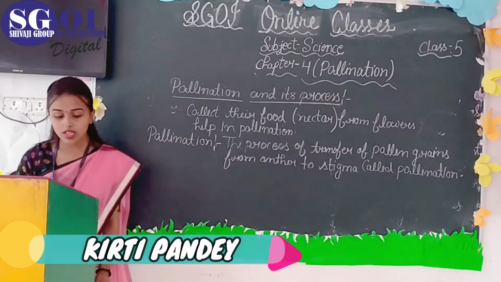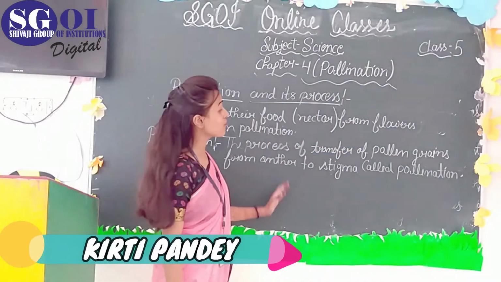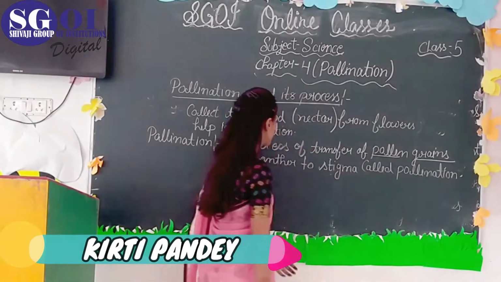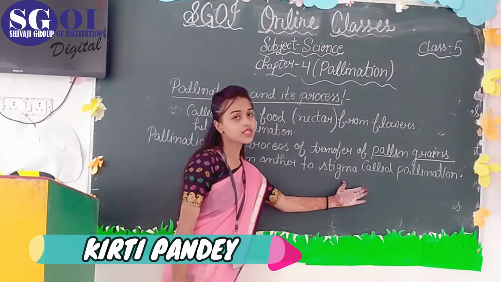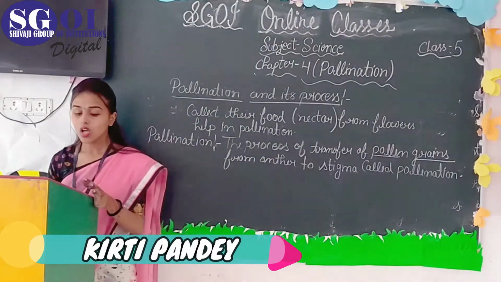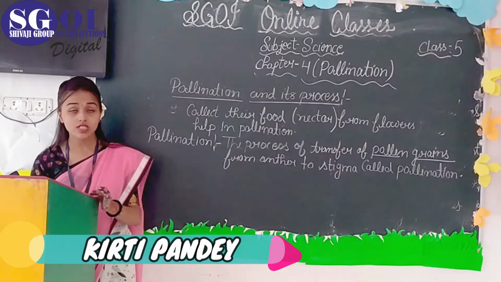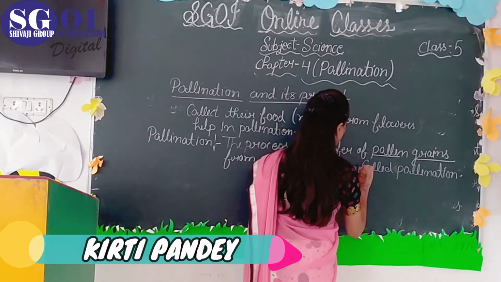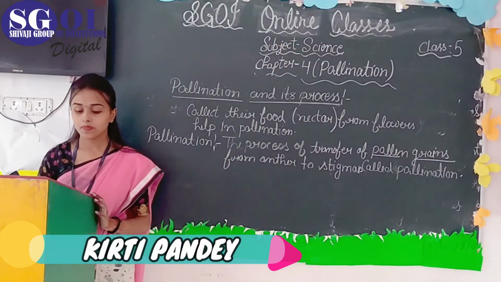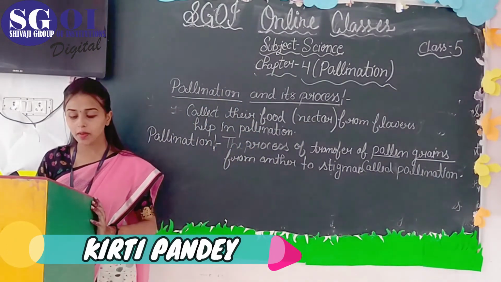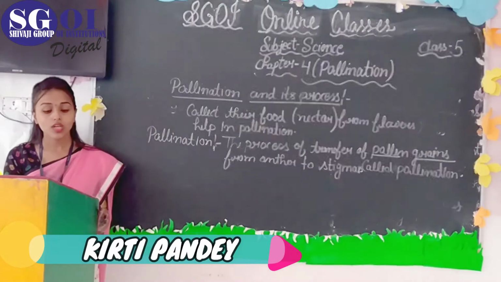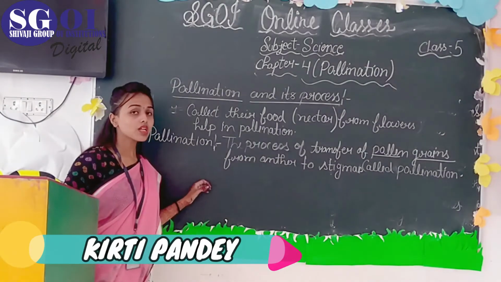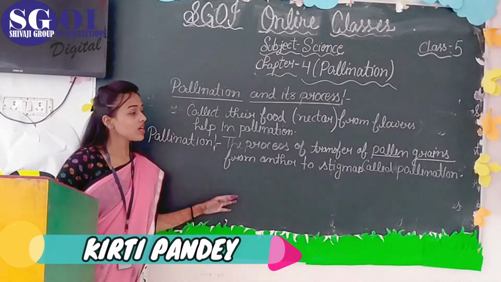What is pollination? The process of transfer of pollen grains from anther to stigma is called pollination. Pollination is the process that enables reproduction in plants.